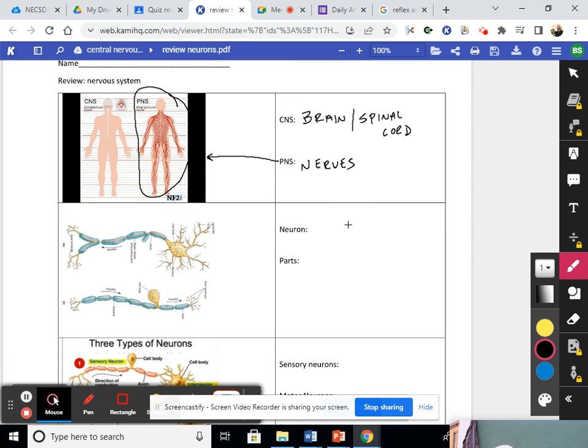So the neurons, this is a cell that transmits signals, right? Signals. And the parts are, well, I know it's kind of small to see, but those are dendrites. We got the cell body with the nucleus. Here's the nucleus in there. This is the axon. Surrounding the axon, we have these Schwann cells.